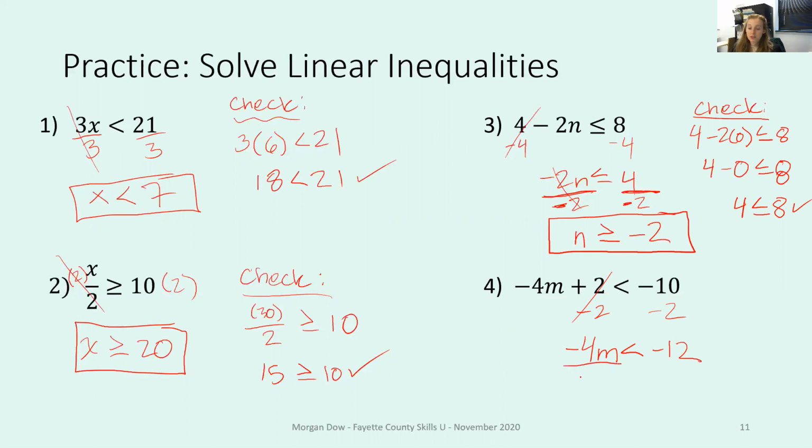All right, now I'm going to divide both sides by negative 4. And so that means I'm going to have to flip my sign. I'll get m is greater than 3. And I'm going to leave it up to you to pick a number greater than 3 to plug back into the original inequality and check and see if this answer is correct.